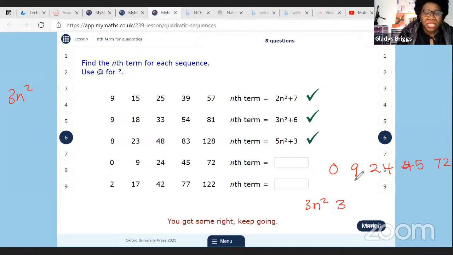So that would be 3, and that would be 9 times 3 is 27. No, the first one is, so n squared is 1. So this should be 4. So 4 times 3 is 12. So don't make that mistake. Maybe write your n squared out first.